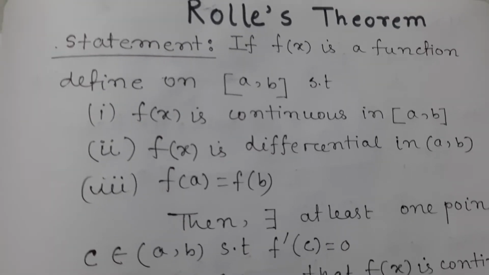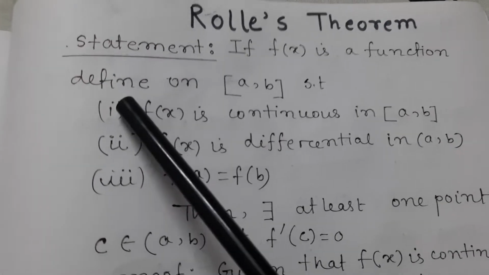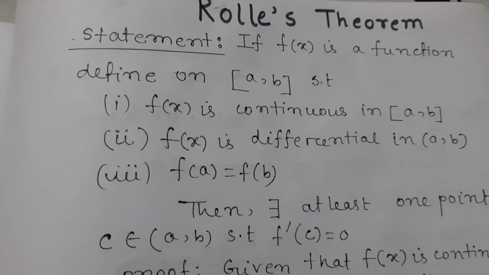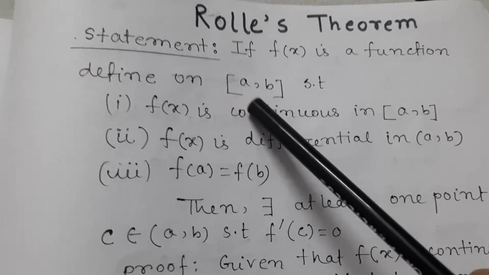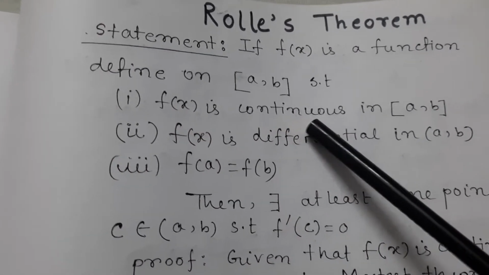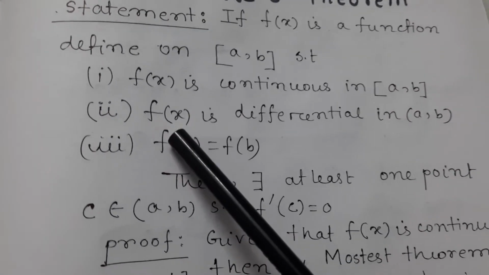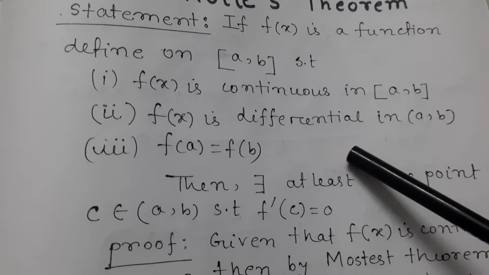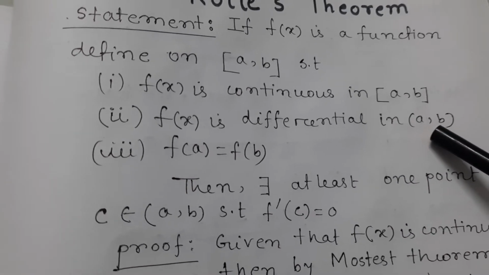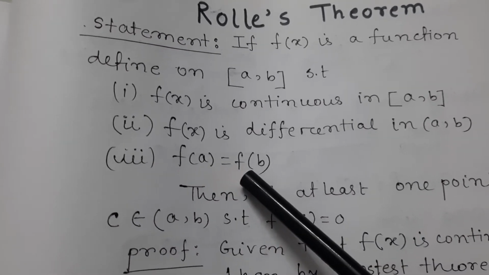Hello friends, today I will discuss Rolle's theorem. Let's start with the statement. If f(x) is a function defined on the closed interval [a, b], such that f(x) is continuous in the closed interval [a, b], and f(x) is differentiable in the open interval (a, b), and also f(a) is equal to f(b).